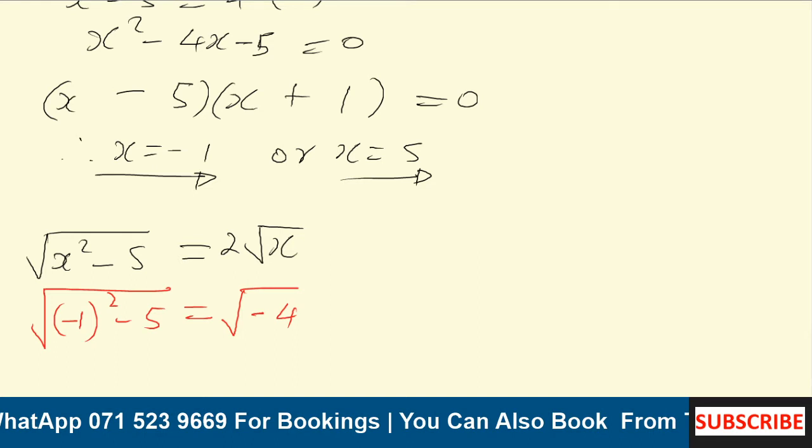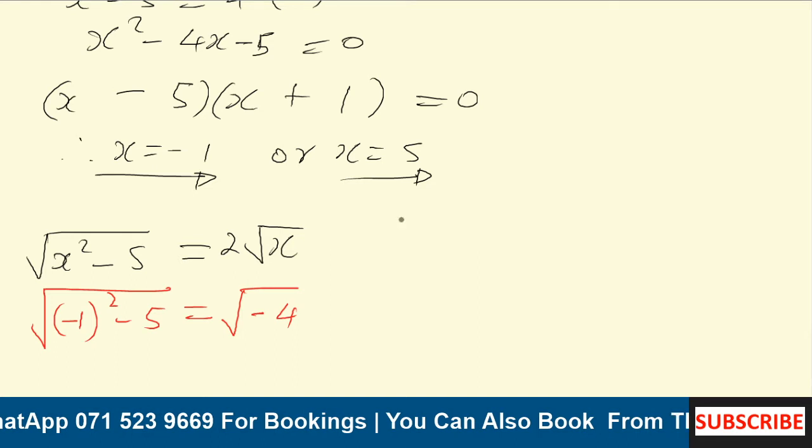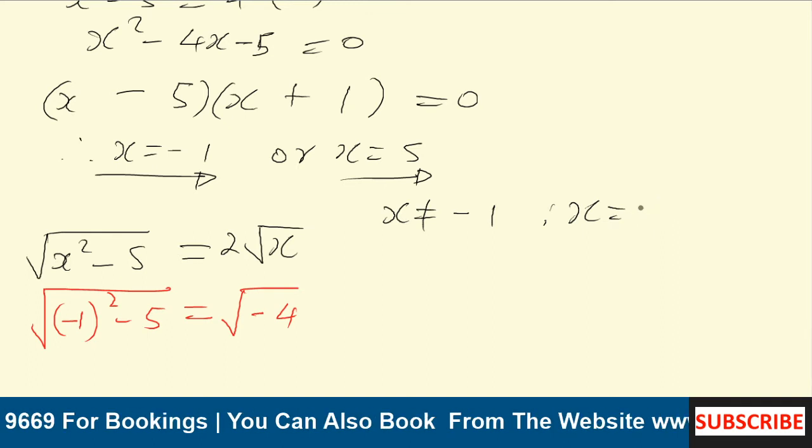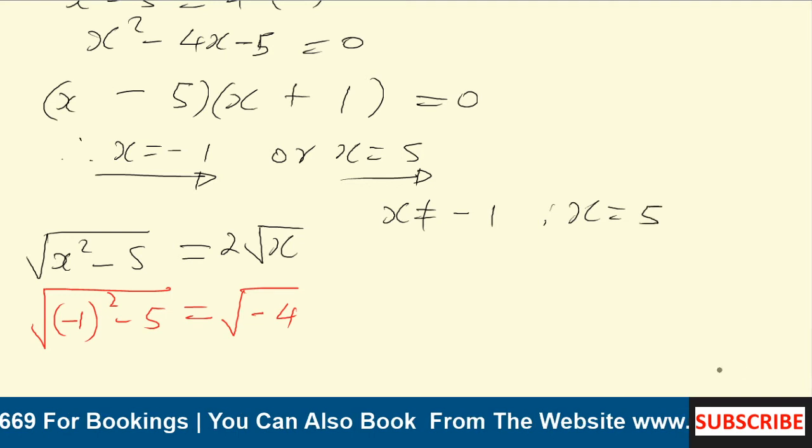Therefore, we're going to conclude that x should never be equal to negative 1, but x should be just 5. The answer here is going to be 5. Just 5. Okay, so right now we are going to move to the next question.